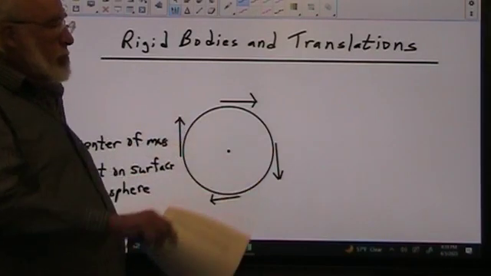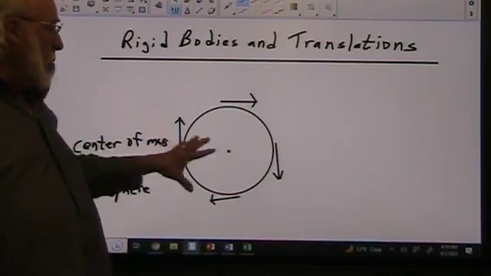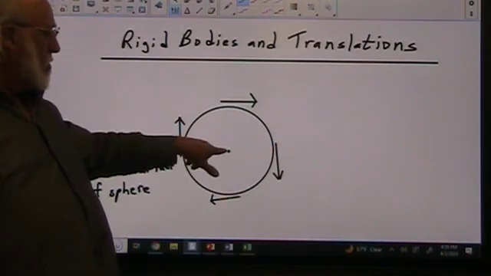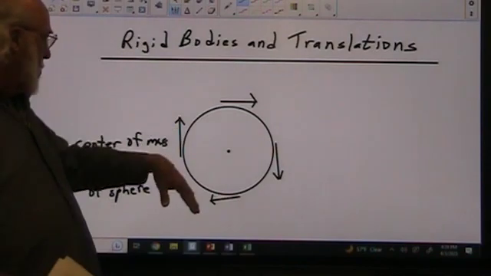Today we're going to talk about rigid bodies and translations, rotations as well. This is an example of a sphere. I have cut a slice through it. You see that the center of mass is right there. And then we're going to pick a point on the surface.